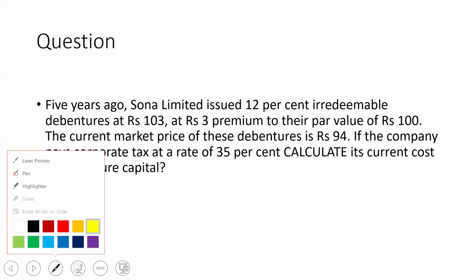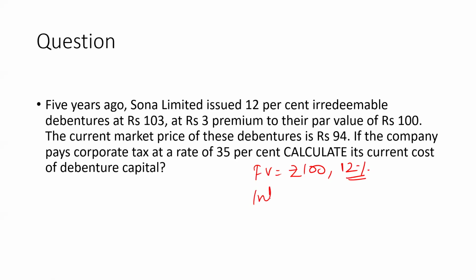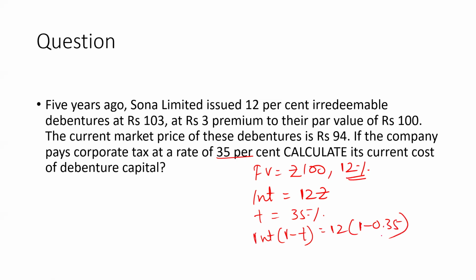So if you notice, they have given that the face value is 100 rupees and the coupon rate of interest is 12%. So the interest they'll pay is 12 rupees, 12% on 100. And tax is given as 35%. So the interest into 1 minus tax would be 12 into 1 minus 35%. Then the price of the instrument is given as 94 rupees.